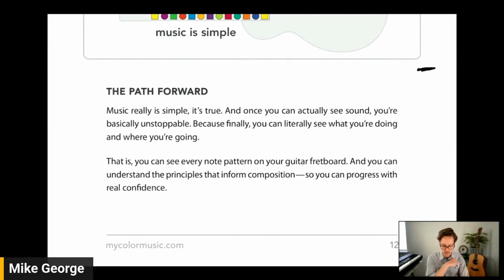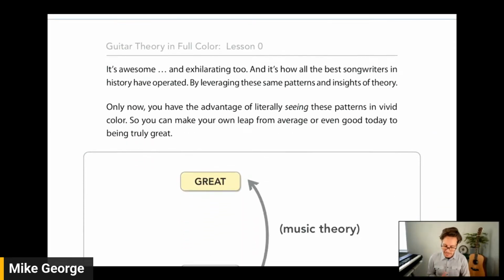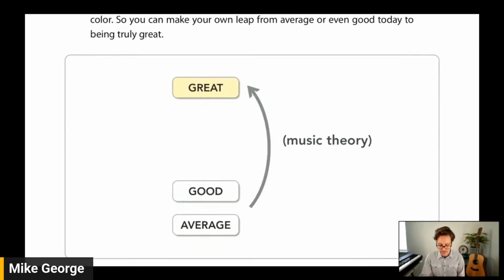So music really is simple. It's true. And once you can actually see sound, you're basically unstoppable because finally you can literally see what you're doing and where you're going. That is, you can see every note on your guitar fretboard and you can understand the principles that inform composition so you can progress with real confidence. It's awesome and exhilarating too. And it's how all the best songwriters in history have operated, by leveraging these same patterns and insights of theory. Only now you have the advantage of literally seeing these patterns in vivid color, so you can make your own leap from average or even good today to being truly great.